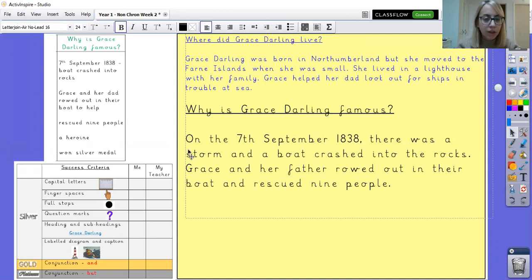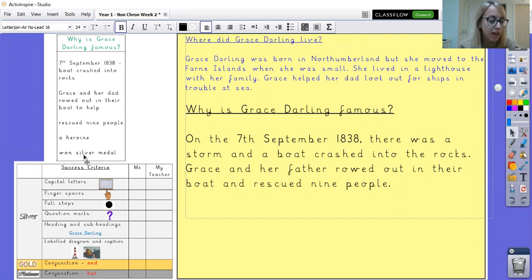Okay. Now, we know that because Grace was so brave, she was known as a heroine, okay? So you may have heard the term hero, okay? That's used to describe a male, a man, but a heroine is to describe a female, a lady, a woman, okay? So she was known as a heroine. So I want to include that. Again, because she was a heroine, she won a silver medal. So I'm going to see if I can join those two ideas together.